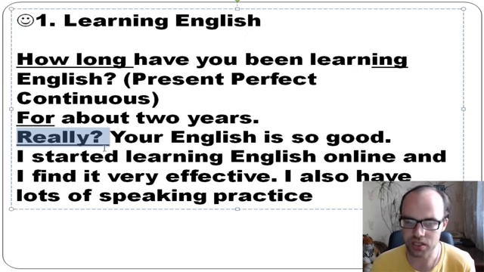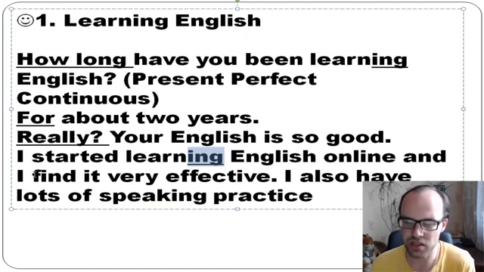Then have a look at the next phrase. I started learning English online and I find it very effective. Please look at this phrase. Started learning. We normally say start doing. I started learning English online, or I can say that I started teaching English when I was 17, about 13 years ago. We say start doing something, okay? And I find it very effective. It means I think it's very good.